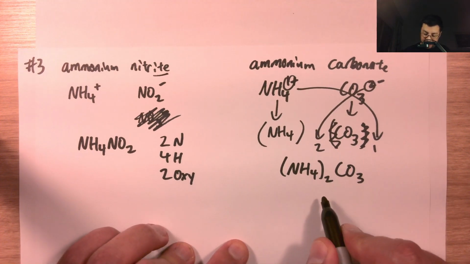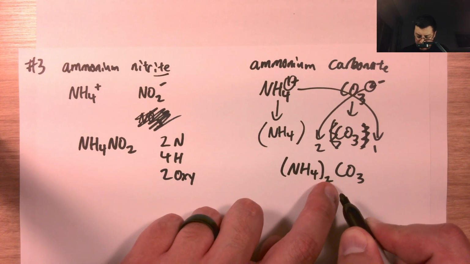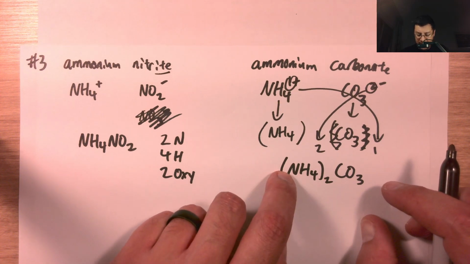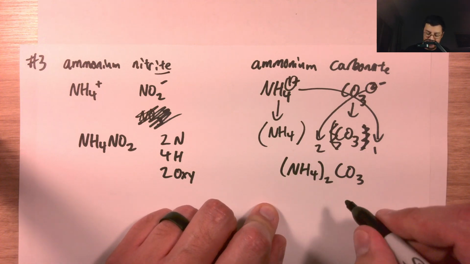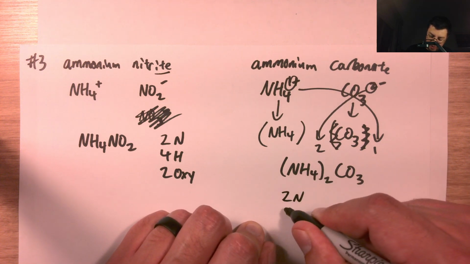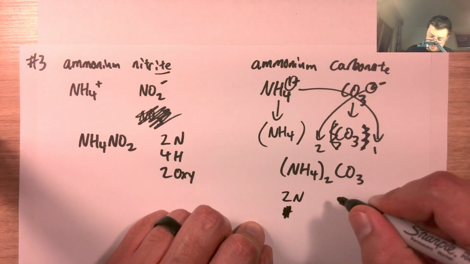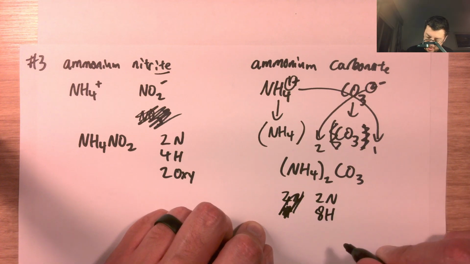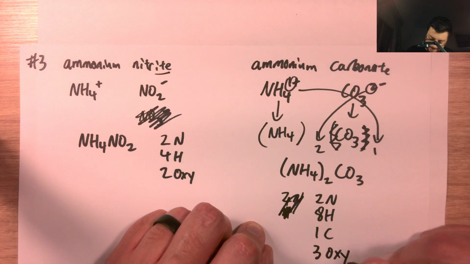All right, so to keep tabs on how many we have of each element, when you have a subscript for a polyatomic ion, it multiplies to everything in there. This to me is saying that we have 2 of these ammonium. So we have 2 times 1, we're going to have 2 nitrogens. 2 times 4, we're going to have, here, let me just rewrite this. 2 nitrogens, 8 hydrogens, 1 carbon, and then 3 oxygens.